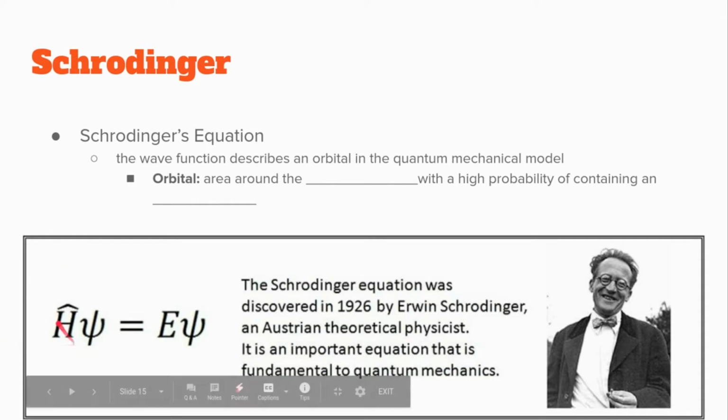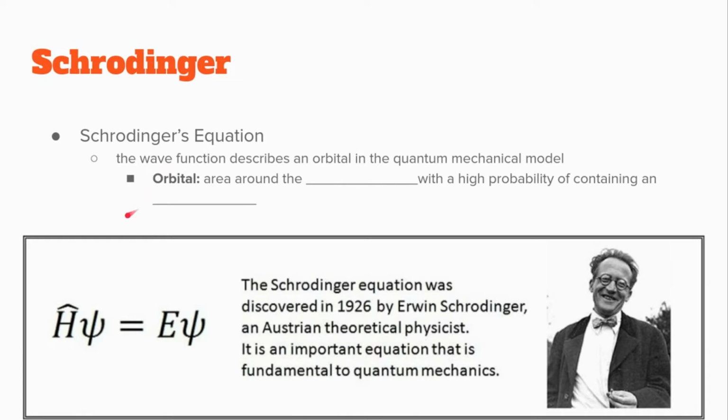This is Schrodinger's equation. We're not actually going to be solving anything with Schrodinger's equation. It's actually very complicated, even though it looks really simple. But just know that he created this equation to describe where the highest probability of electrons would be.